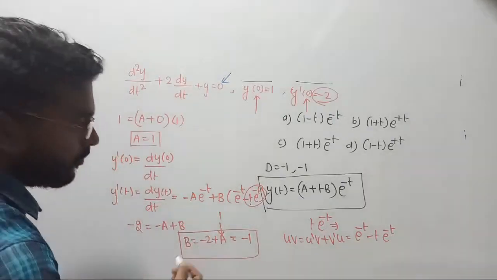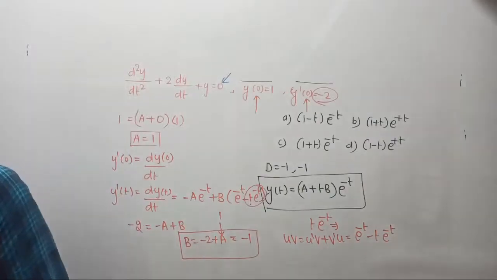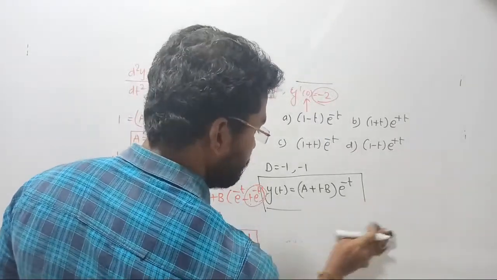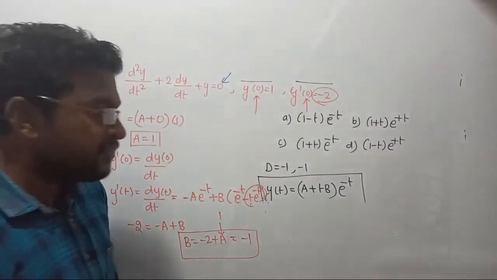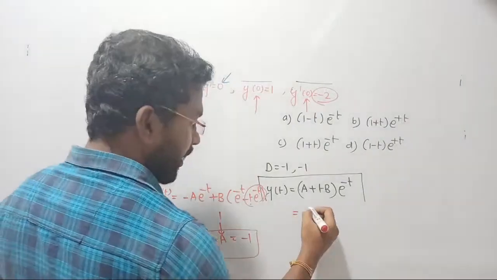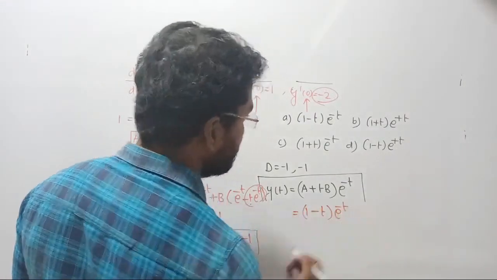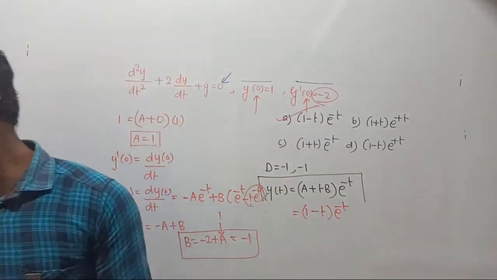Once we got the answer for a and b, let's substitute these two values here to write the final answer, right? So the final answer is going to be, I know many of you guys had got the answer. Yeah, I'm feeling happy. So a is 1, b is -1. So (1 minus t) into e power minus t, which is the correct answer, option A. Clear? I hope things are clear to you all.